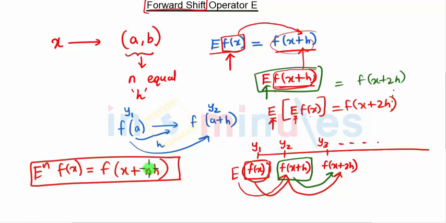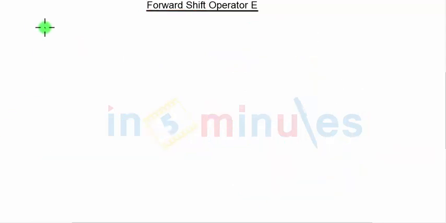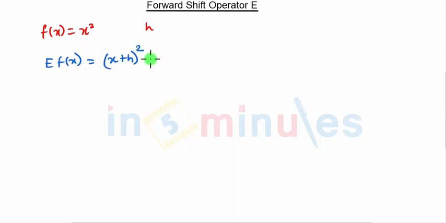So let's take an example here. If our f of x is x square and h is the interval, then for E of f of x, in this f of x equation replace x by x plus h. So this E of f of x will become x plus h the whole square. Now we apply the formula of a plus b the whole square. So we get x square plus 2hx plus h square. So this is E of f of x.